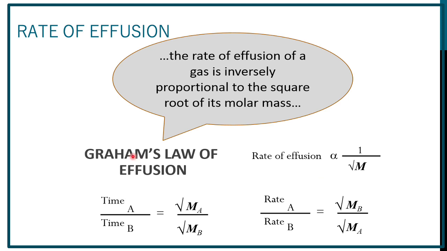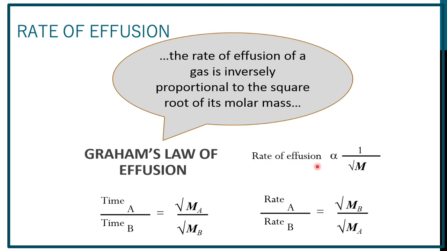Okay, rate of effusion. The rate of effusion of a gas is inversely proportional to the square root of its molar mass. For example, Graham's law of effusion: rate A is inversely proportional to the square root of the molar mass of A, and rate B is inversely proportional to the square root of the molar mass of B. So rate of effusion is inversely proportional to 1 over square root M.